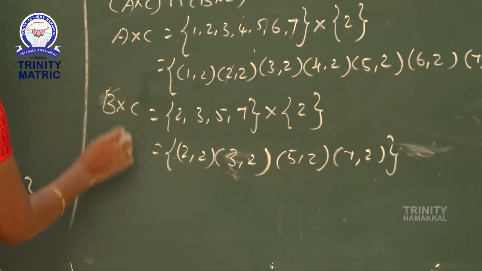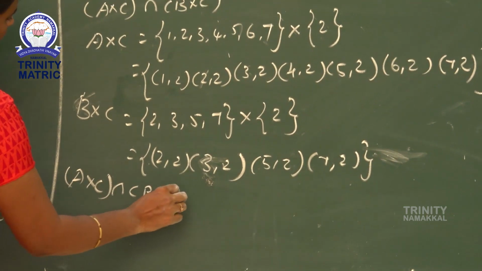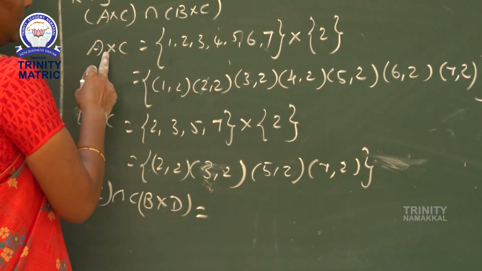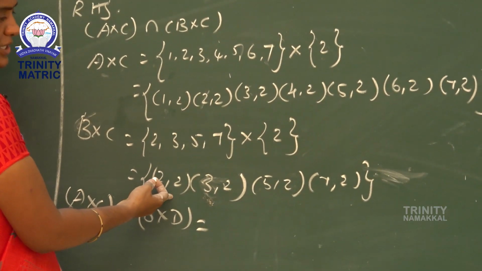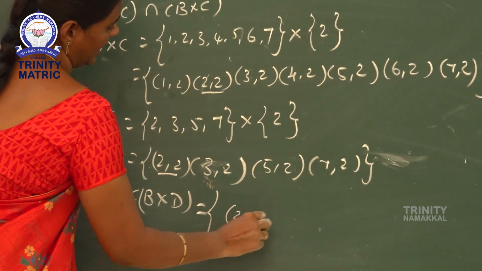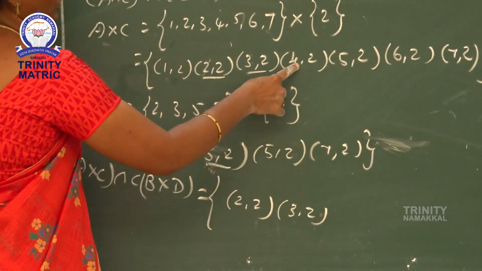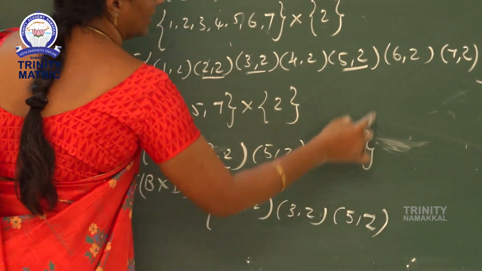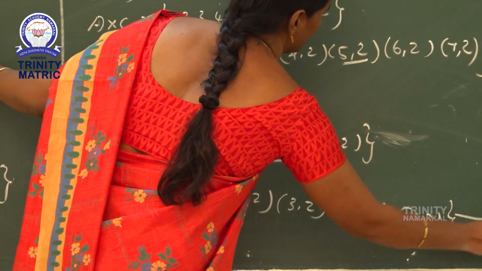Now we take the intersection of these two sets, that is A cross C intersection B cross C. We take only the common elements. In the set A cross C we have (1,2), but there is no (1,2) in B cross C, so we won't write it. Then (2,2) is a common element, so we write (2,2). Then (3,2) is a common element. Then (4,2) is not common. (5,2), then (7,2). These are the common elements. So this is equation number 2.